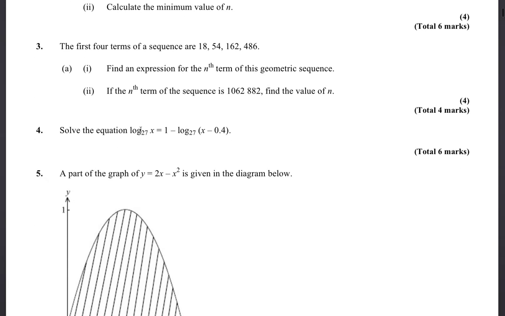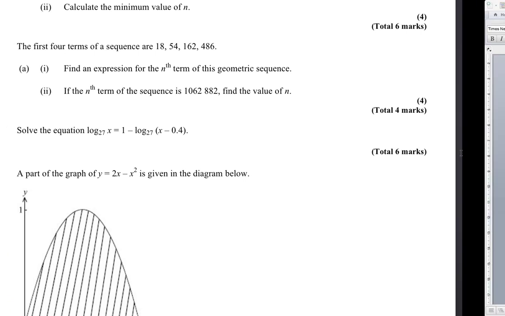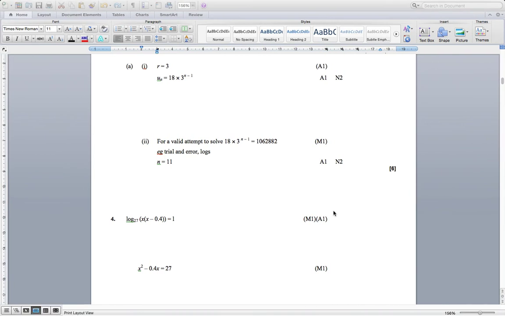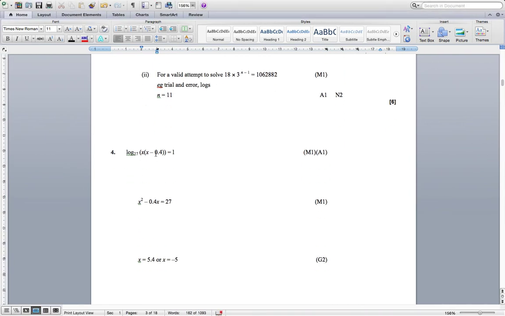Solve the equation log x to the base 27 equal to 1 minus log x minus 0.4 to the base 27. So you can see that this is a 6-mark question, is it? Yeah, 6-mark question. So let us solve this. Okay, let's look at the mark scheme. So this is the first step. You are using the product rule. So you get 2 marks for this. Okay, and then if you simplify and then convert it into exponential form, you get x square minus 0.4x equal to 27. So you get 1 mark for that.